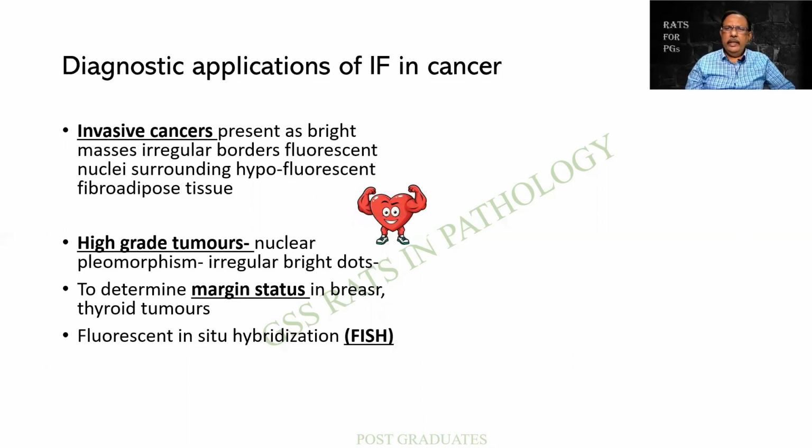As I mentioned earlier, there can be different applications. We had seen the renal application so far. What can be the applications in cancer? Immunofluorescence helps us to identify invasive cancers, high-grade tumors, to determine the margin status, particularly in the breast and the thyroid tumors, and in incorporating the fluorescent in situ hybridization, FISH.